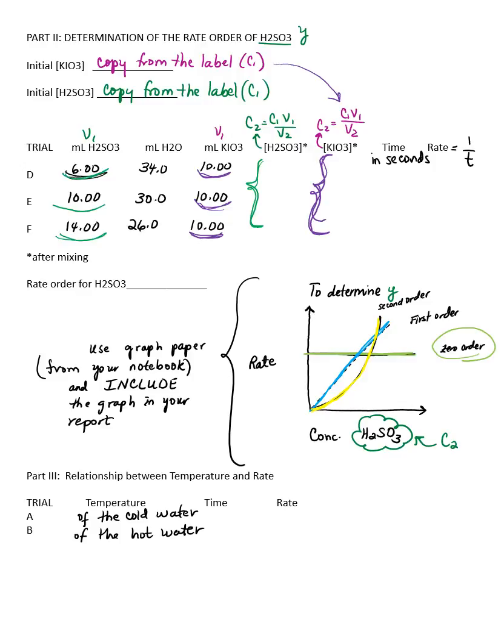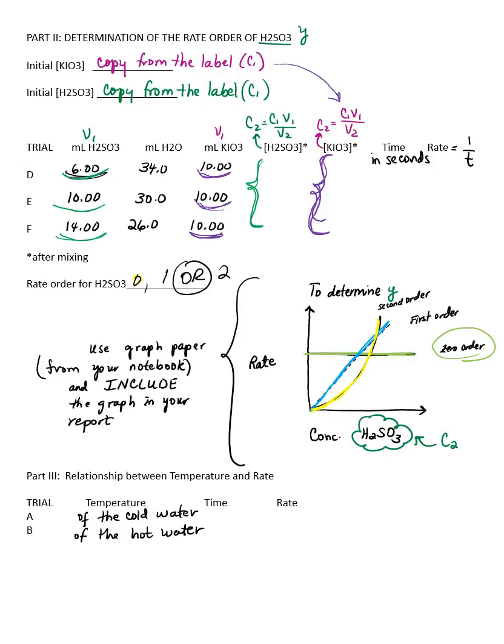So again, you have to prepare your graph. You have rate in the y-axis, you have concentration in the x-axis, and depending on the shape of your graph, you can choose what's the order for this specific reactant. It can be 0, 1, or 2.